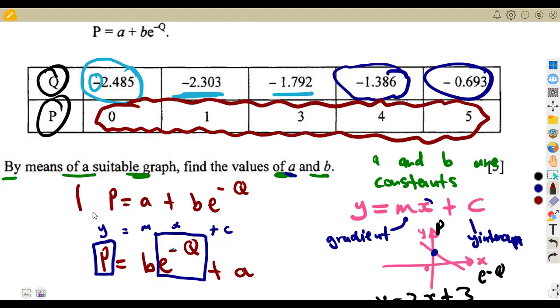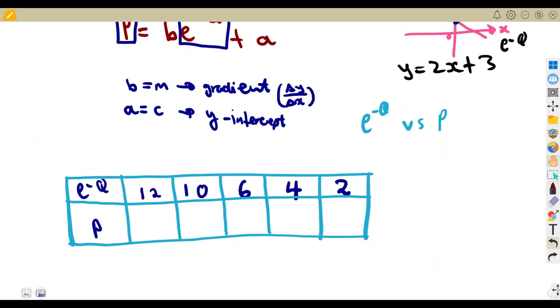If it was ln P, it means this was going to be affected, but yet it's just P. So P is representing Y, so it's just going to be P as it is. So these values are going to remain as they are, 0, 1, 2, 3, up to 5. All right, so these values are going to remain as they are.